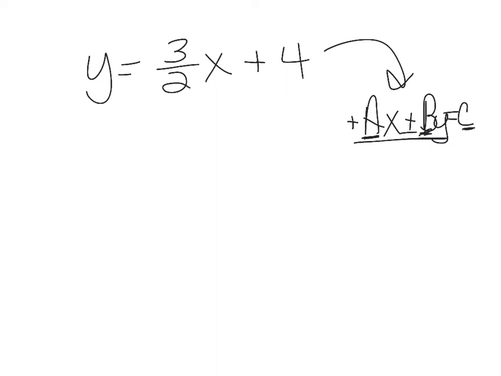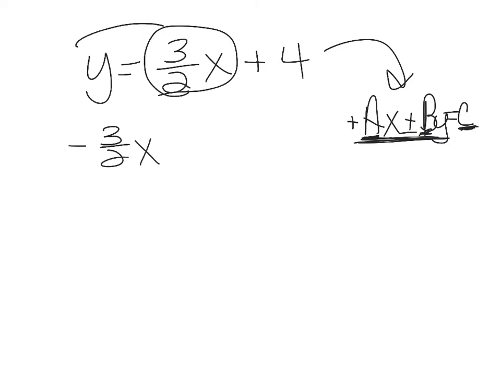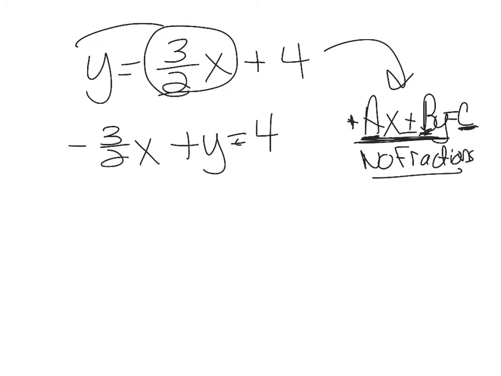So I've got x and y on one side and then my constant on the other. So I want to take this x and move it to the other side. So now I'm going to have negative 3 over 2x plus y equals 4. This looks good, I've got x and y on one side, number on the other. But I said we want a positive x, and also there's no fractions in standard form. So we need to get rid of this.